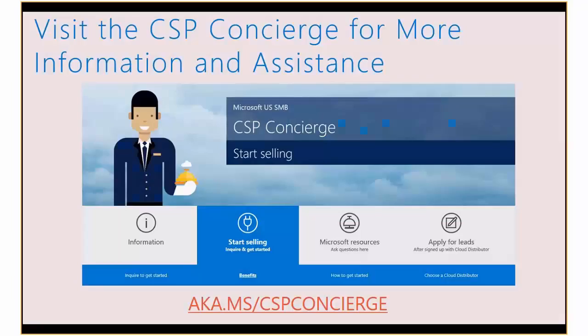All right, so we do have a lot of resources available for you. This is a snapshot of the website that we have set up for our CSP Concierge. And you can see down at the bottom there is the website link, aka.ms/CSP Concierge. And you can see we're going to have a bunch of different resources: the benefits, how to get started, how to connect up with one of your cloud distributors. So a lot of really good information on that website for any questions that you have.